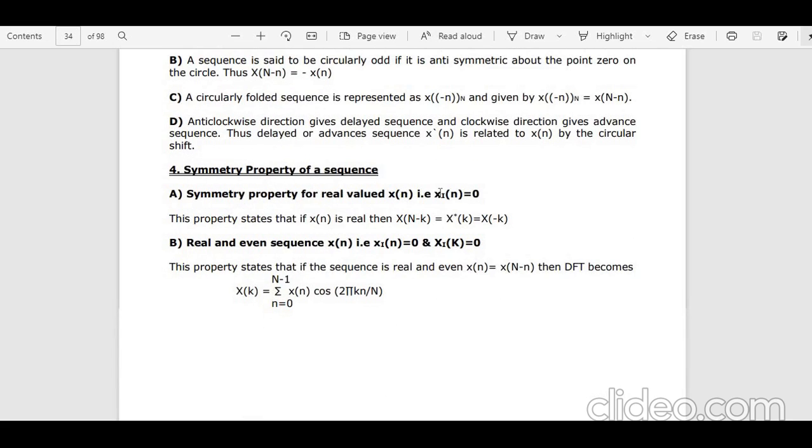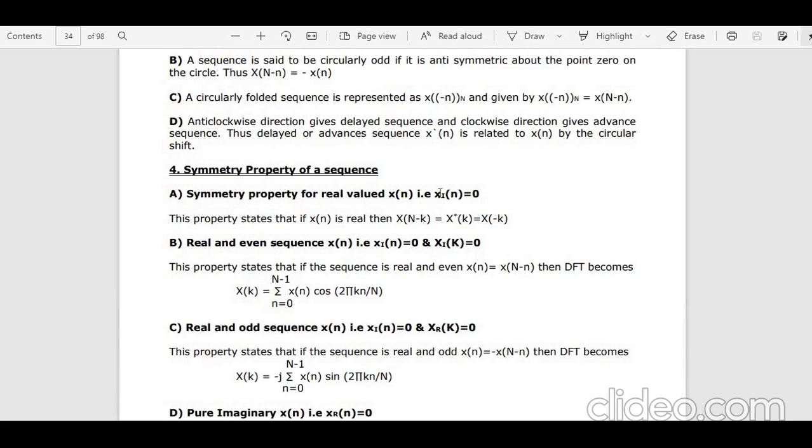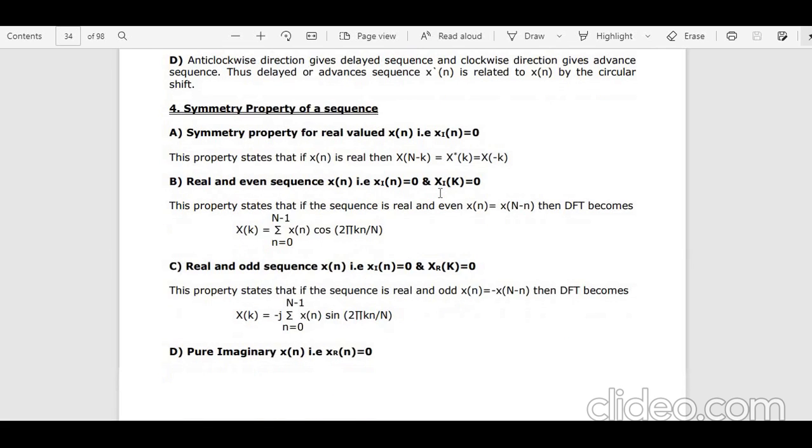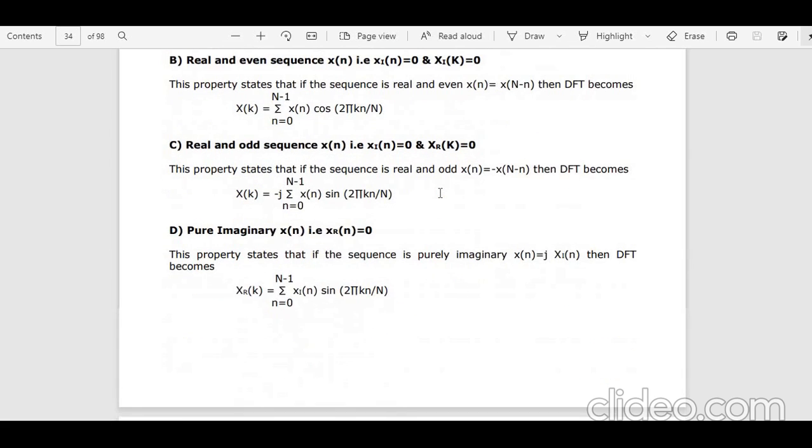Likewise, if you take the anti-clockwise direction, you give a delay to the sequence. If you take clockwise, you should advance the sequence. That means x of n minus n for delay, x of n plus n for advance. Likewise, the fourth property we talk about is the symmetricity property, which depends upon 4 parameters.